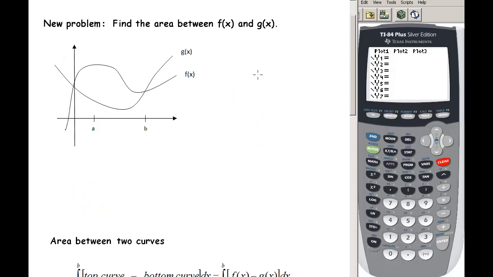So we have a new problem. Now, instead of just finding the area trapped between f of x and the x-axis, we want to find the area between a function f of x and g of x. So we want to find this area in here.